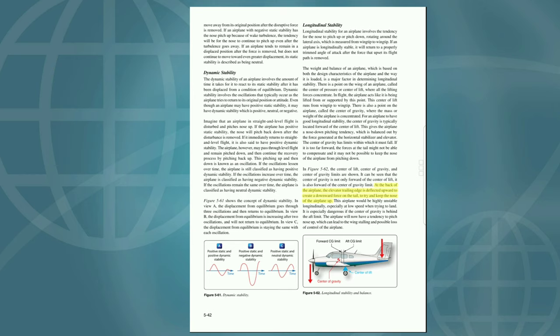At the back of the airplane, the elevator trailing edge is deflected upward to create a downward force on the tail, to try and keep the nose of the airplane up. This airplane would be highly unstable longitudinally, especially at low speed, when trying to land. It is especially dangerous if the center of gravity is behind the aft limit.